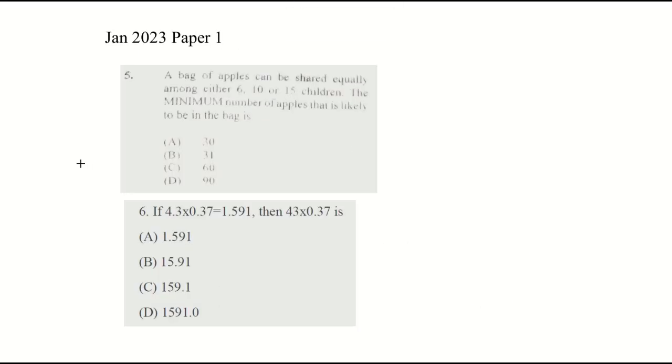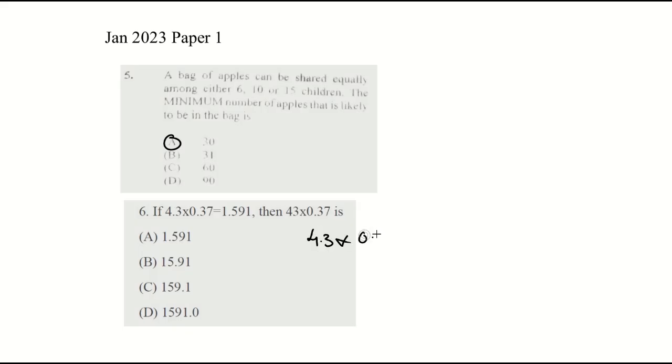Number 5, a bag of apples can be shared. Again, this is a repeated question. A bag of apples can be shared among 6, 10, or 15 children. The minimum number of apples there is likely to be is 30. They're asking you for the LCM, right? 30 is the lowest number of apples that will be shared. This one, again, is the process of knowing multiplication. Is it? Yes, it is.